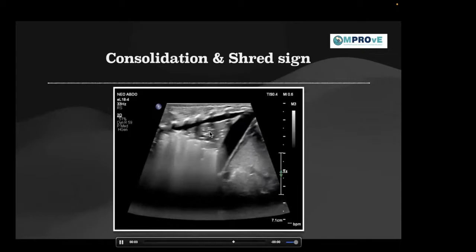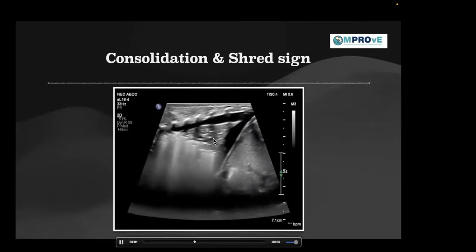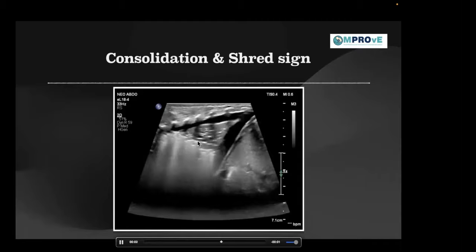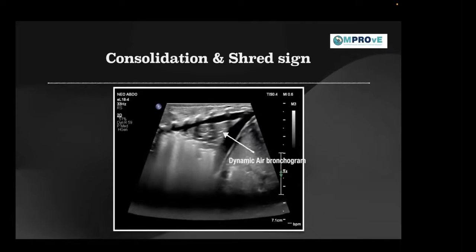What we are seeing here are fluid-filled air bronchograms. These black areas surrounded by the white pockets are the fluid bronchograms. They are dynamic in nature, and they tell you that there is some kind of infective process going on there. And it's a pleural effusion pushing onto the lung and giving it this particular appearance. And of course, there's a consolidated area here all throughout. So you can see a shredded sign or a fractal sign. And that's your dynamic air bronchograms. As I mentioned, they are moving. It moves because it's fluid-filled.